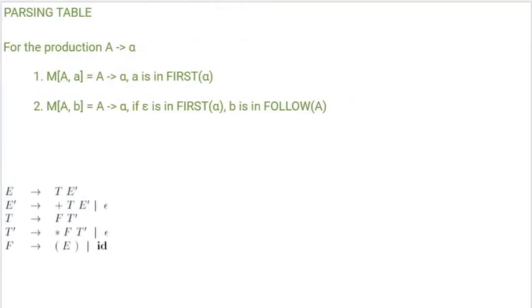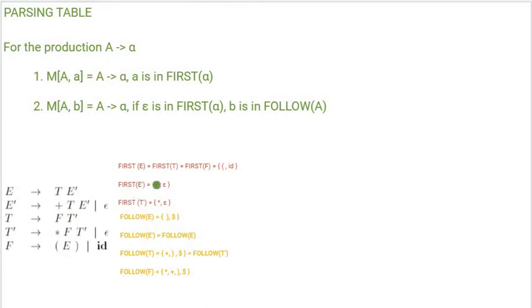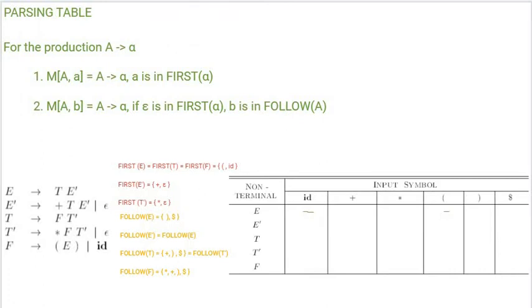Now let us take the same example, the same grammar which we have used for computing the first and follow. For this grammar we have already computed the first and follow. If you have any doubts, you can refer to the previous video. Now with this, we are going to construct the parsing table. So this is a parsing table. Now we will be trying to place every individual production in the appropriate position in the parsing table based on these two rules. So let us try with the first production.